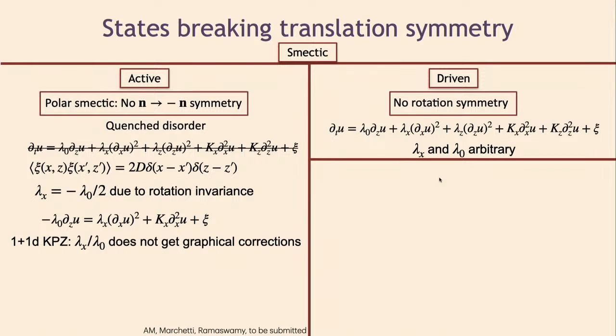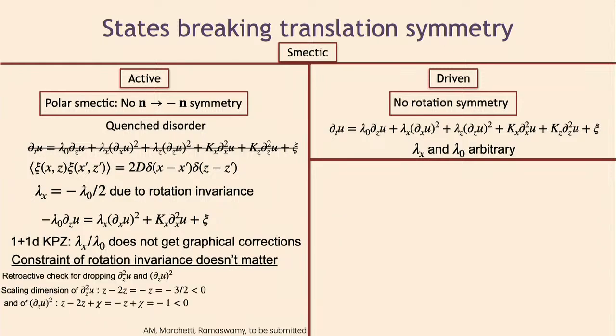So because it's not renormalized, the fact that it has a particular value does not change the scaling at all. In both cases, I have the same exponents as the 1 plus 1 dimensional KPZ. That is, the dynamical exponent becomes the anisotropy exponent here, and the roughness exponent is the roughness exponent. Okay? Yeah. So the constraint of rotation invariance doesn't matter. And then you can basically use these exponents to check that the thing I did, which was dropping del Z squared U and del ZU whole squared, is okay, and it all works out fine. Okay, good. So that's for the smectic.